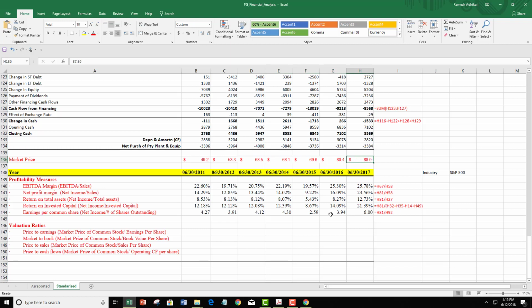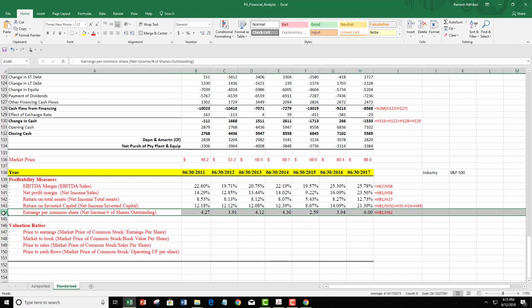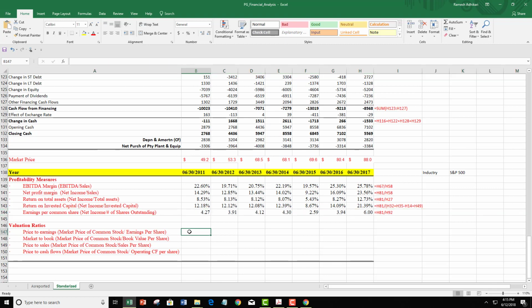Now what I can do is compute all the valuation ratios. Let's compute the first one, which is price to earnings per share, computed as market price of the common stock over earnings per share. Keep in mind, in row 144 I have already computed earnings per share, and I can use that to compute the price to earnings ratio. So this is going to be the price over the earnings per share.